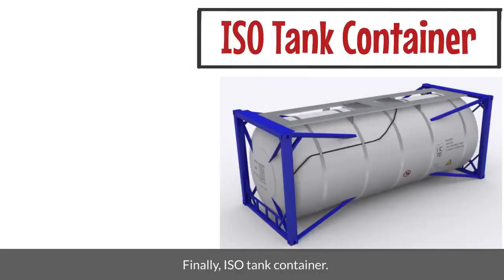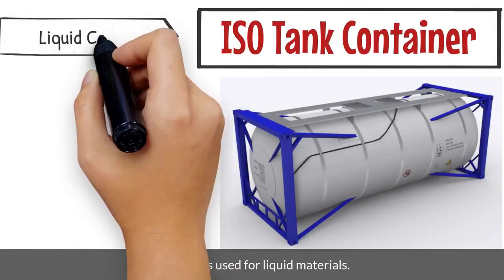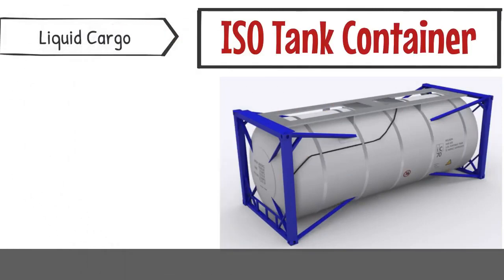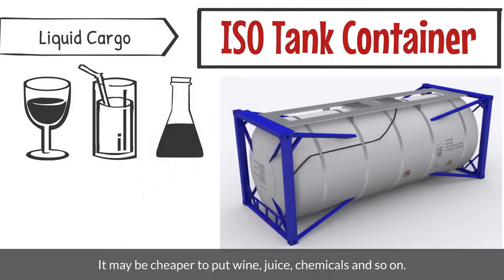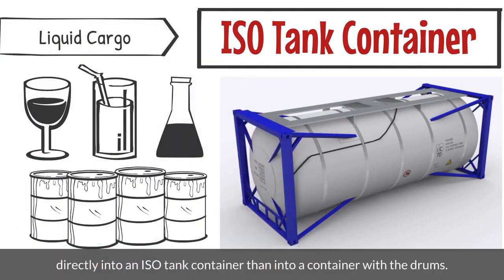Finally, ISO tank container. ISO tank is used for liquid materials. It may be cheaper to put wine, juice, chemicals and so on directly into an ISO tank container than into a container with drums.